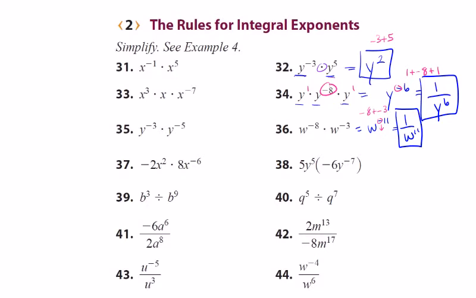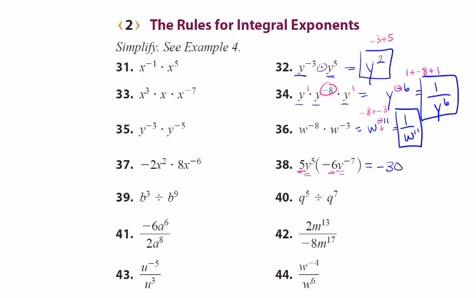38. So here we're multiplying. We have 5 multiplied by negative 6. So we're not adding those, right? Those are just constants. And so we just do what we normally would. We just multiply. 5 by negative 6 would be negative 30. All right. And now we can address the y's.